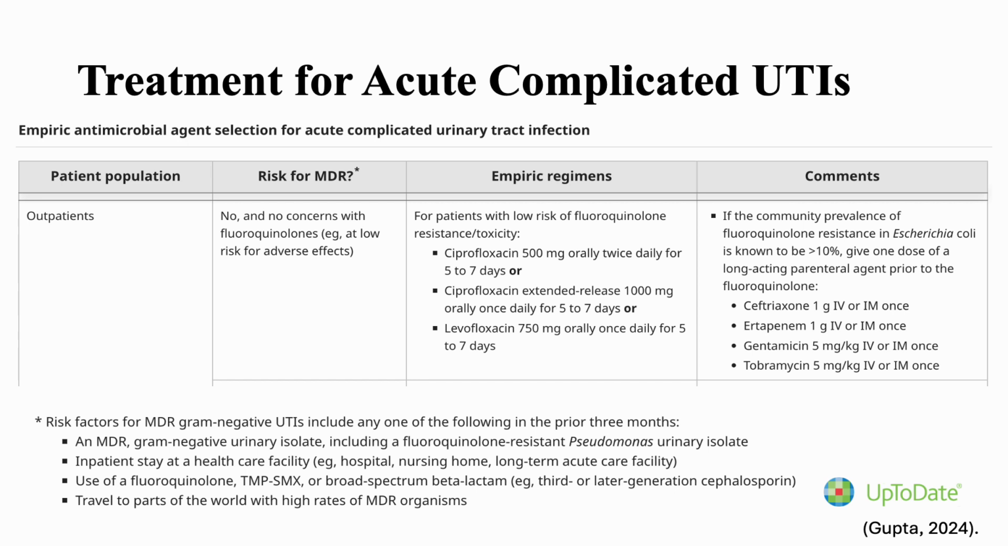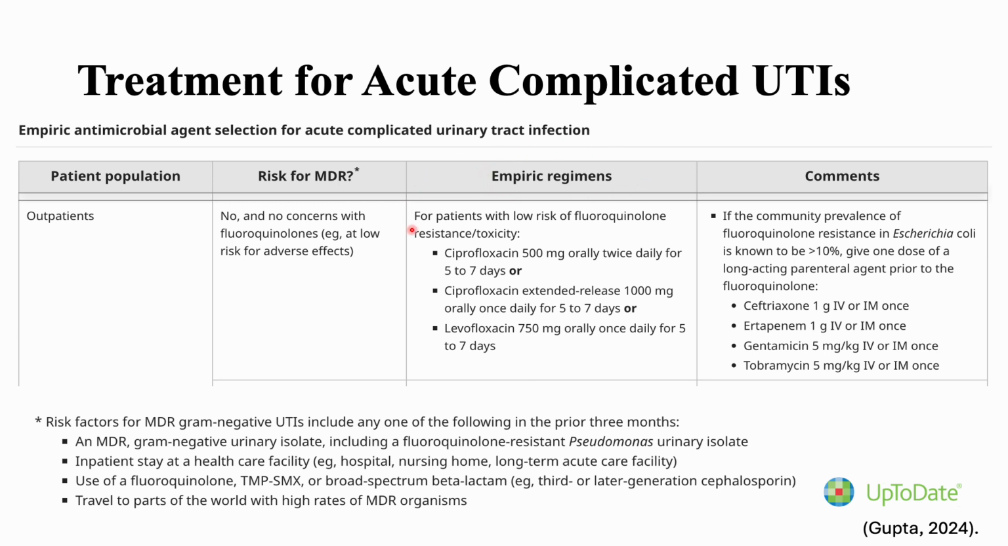This table was taken from UpToDate, and it helps the process of choosing antibiotics to treat acute complicated urinary tract infections based on the general guidelines. So we are assuming that our patient population is outpatient. There is no risk for MDR, so the patient hasn't traveled to any parts of the world with high rates of the MDR organism, and there's no concern with fluoroquinolones, so low risk for adverse effects. So if everything is a no on this page, we will go to the first line of treatments.